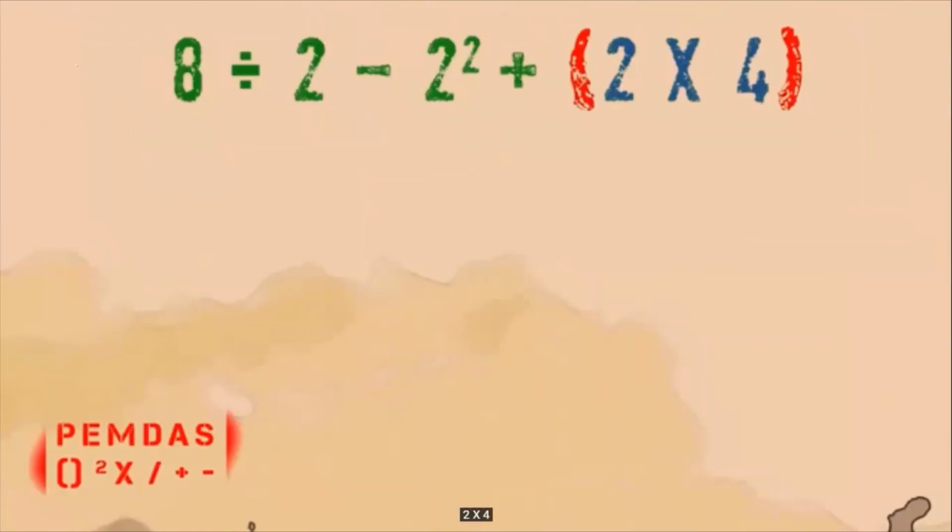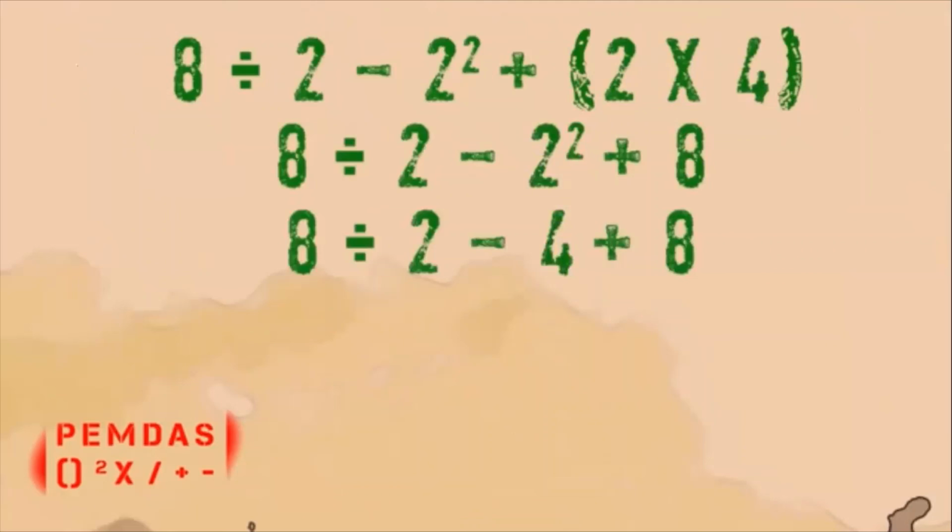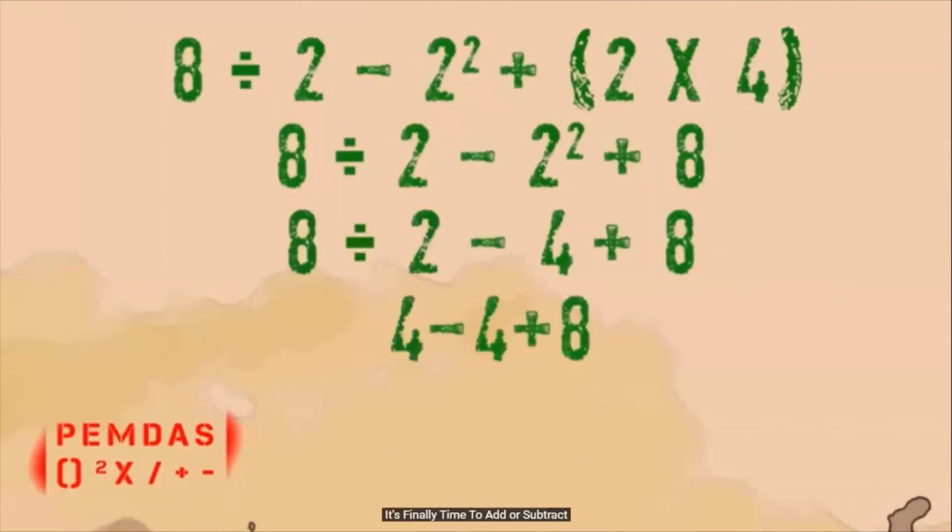Parentheses first, 2 times 4, the product's 8. Are you ready for more? Exponents next, 2 squared is 4. Let's move down like we did before. Time to divide or multiply. Let's see what we got. Take a look at the signs. Divide the 8 by the 2. The quotient's 4 and we're almost through. It's finally time to add or subtract. 8's the answer and that's a fact.